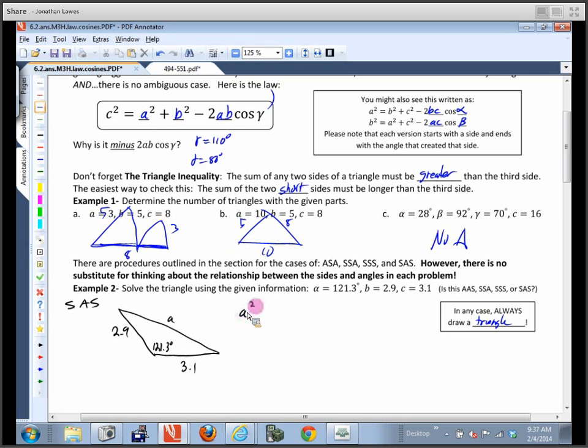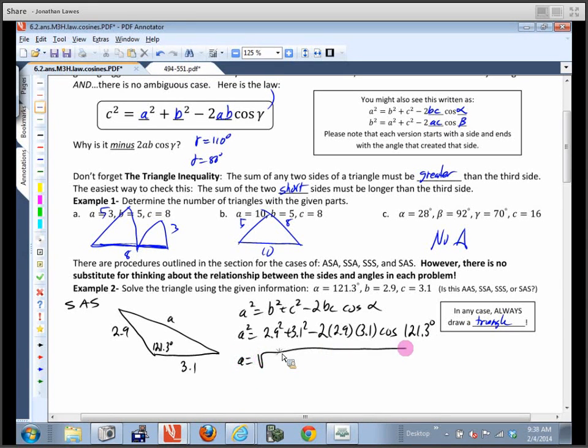So I'm going to use A squared equals B squared plus C squared minus 2BC times the cosine of alpha, which on this problem is A squared equals 2.9 squared plus 3.1 squared minus 2 times 2.9 times 3.1 times the cosine of 121.3. Now, that's a little bit of a pain to write, but I've got all the pieces I need, and if I wanted to figure out what A was, I'd just take the square root of that.